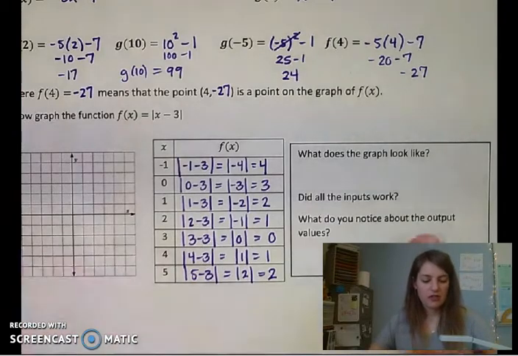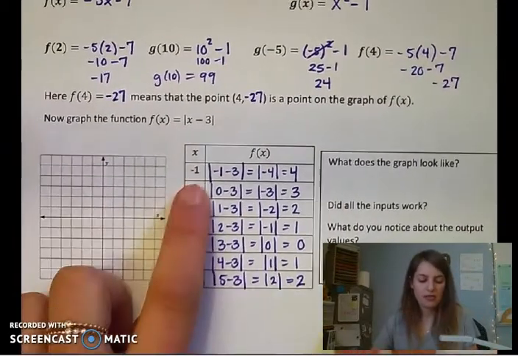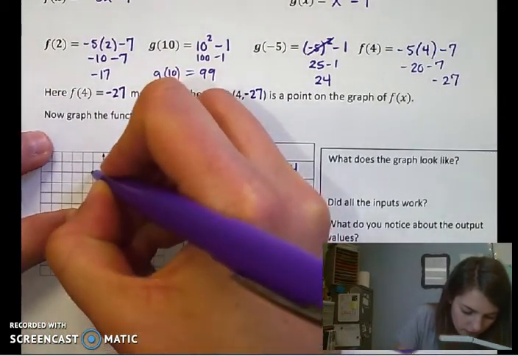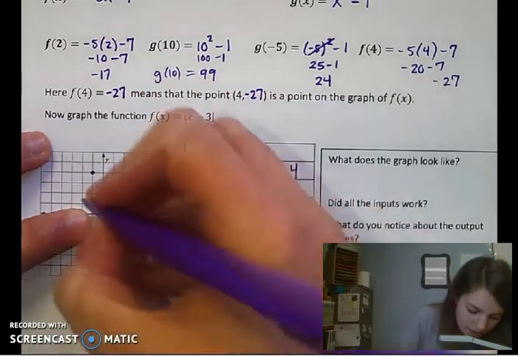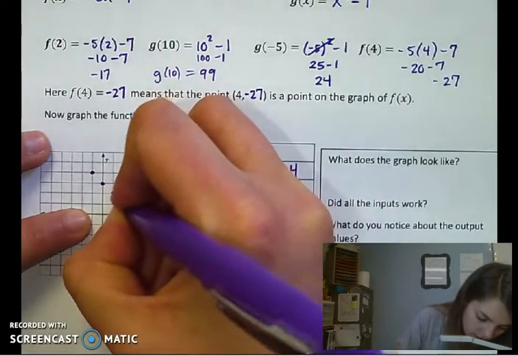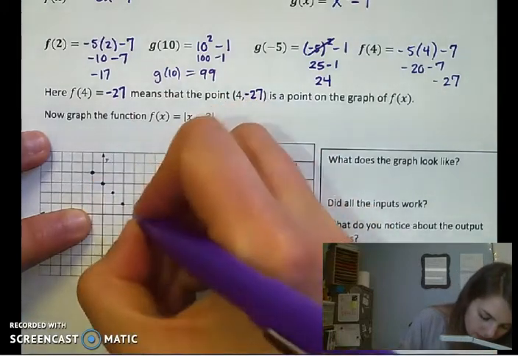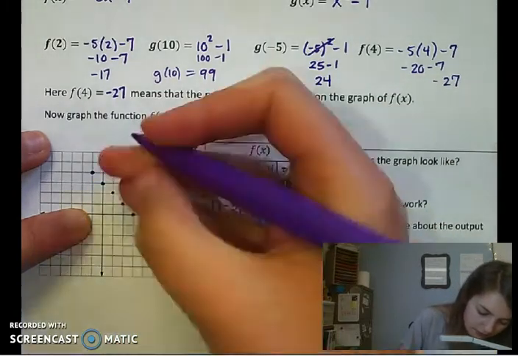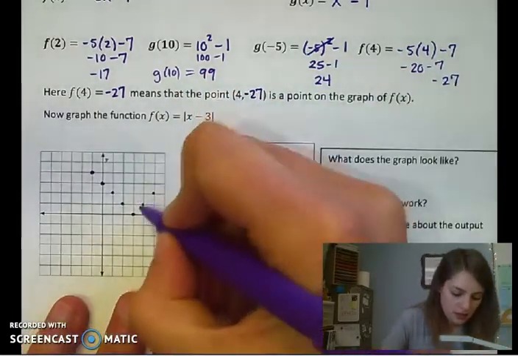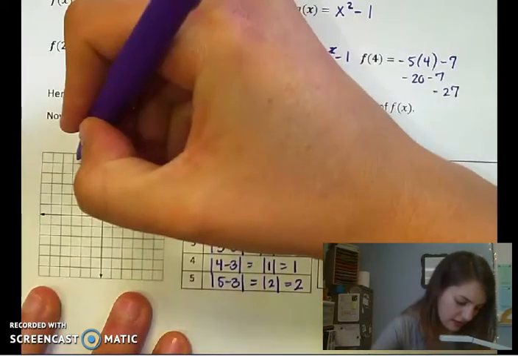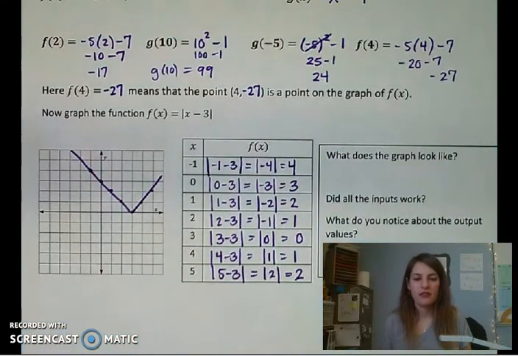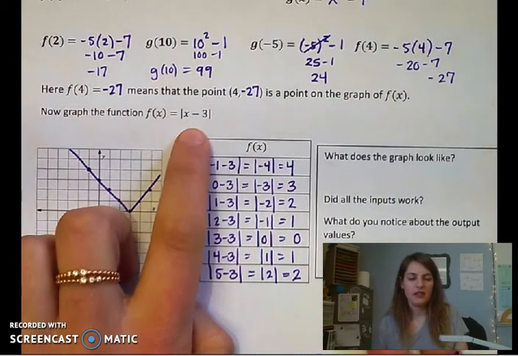So this means that we're going to plot the points negative 1, 4; 0, 3; 1, 2; 2, 1; 3, 0; 4, 1; and 5, 2. And then this would be a continuous graph, so I can connect those points. And that's the graph of the function, the absolute value of x minus 3.